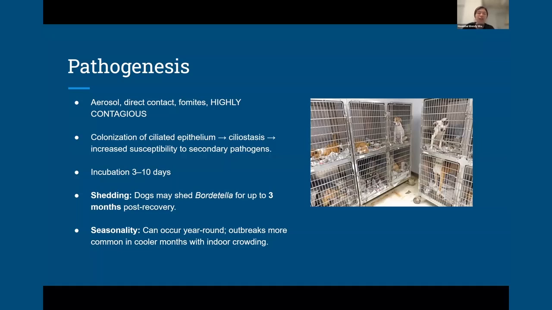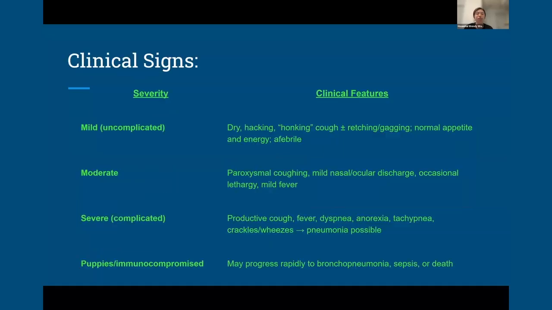Seasonality can occur year-round, but it's more common in cooler months with indoor crowding. Clinical signs: when it's mild, sometimes just a dry, hacking, honking cough, a little bit of retching and gagging, but normal appetite and energy, and no fever. Moderately, there can be more coughing, some discharge from the eyes and ears, and occasionally lethargy and mild fever.